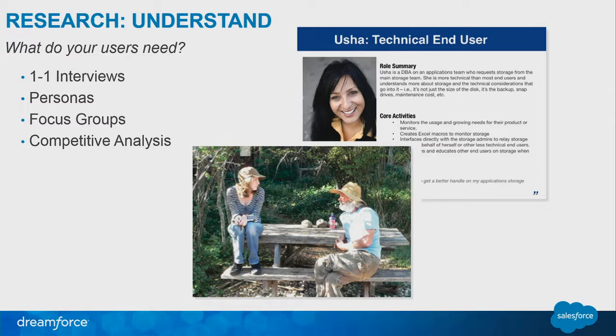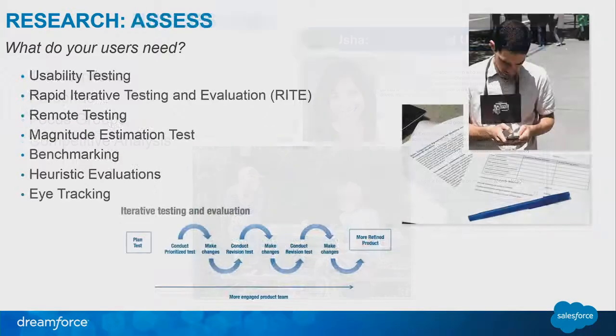Other types of things, starting to do just one-on-one interviews. These are all just different types of things you can do. Creating personas, these archetype users that you can rely on for your design work. Focus groups, competitive analysis, all these things are different ways to research and understand who it is you're building this for, who you're designing it for. Now, getting into the assess side of things, we saw an example of usability testing.